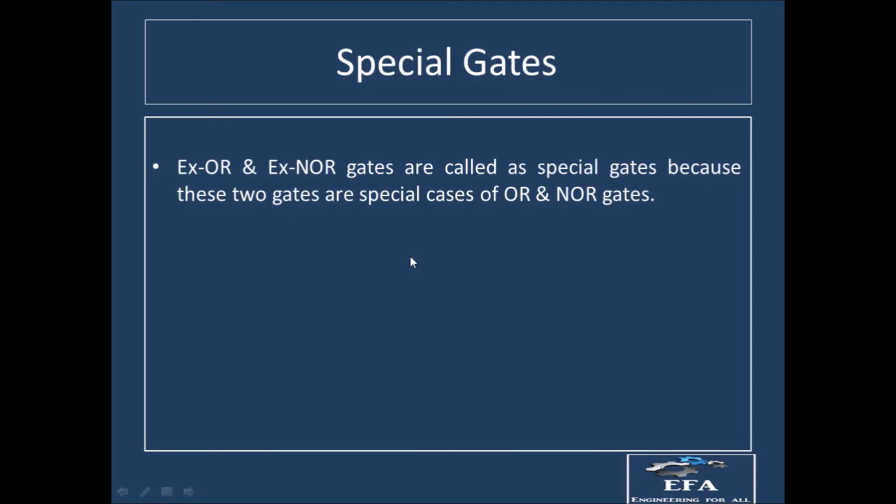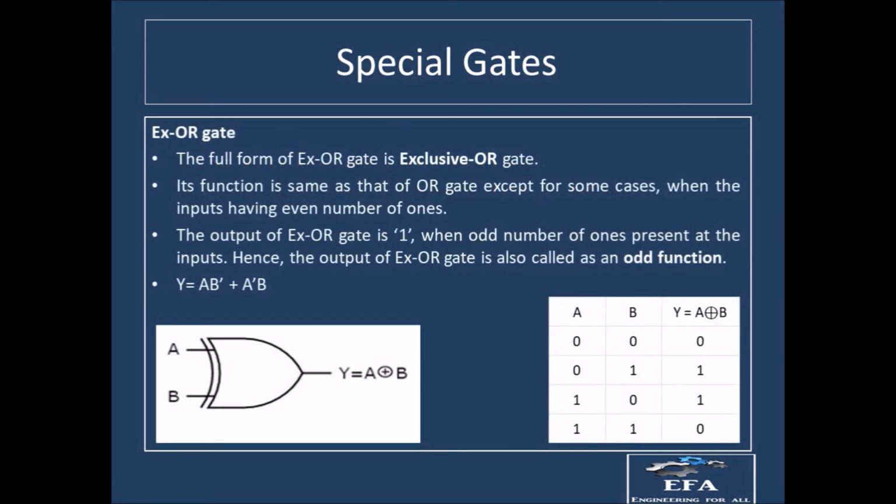So when we discuss the truth table of the OR gate, there will be some special cases where there will be a mismatch between the OR and the exclusive OR. Rest all the outputs will be the same. So we will discuss this in the next slide. So moving on to the XOR gate. XOR gate means exclusive OR.